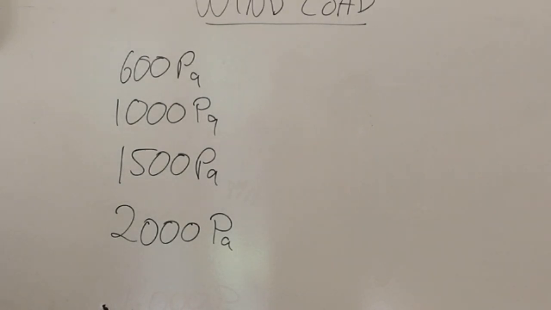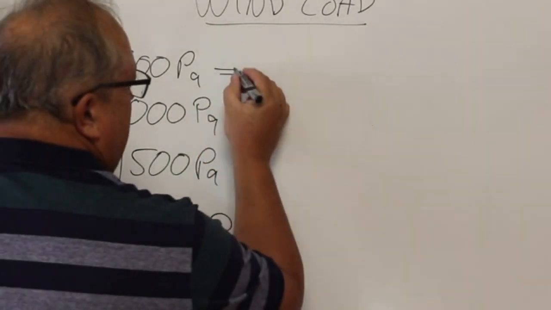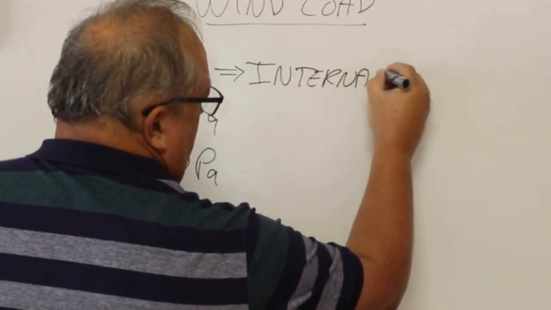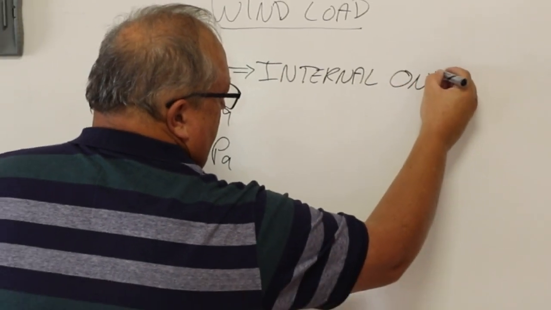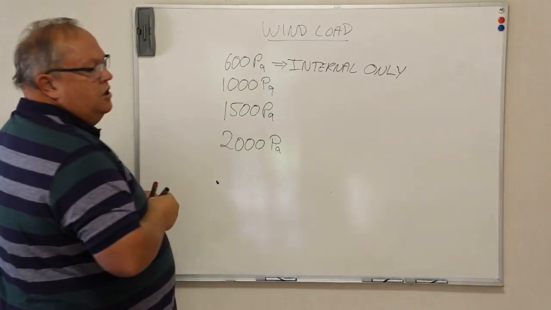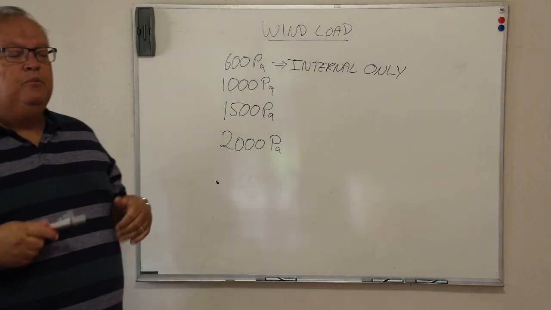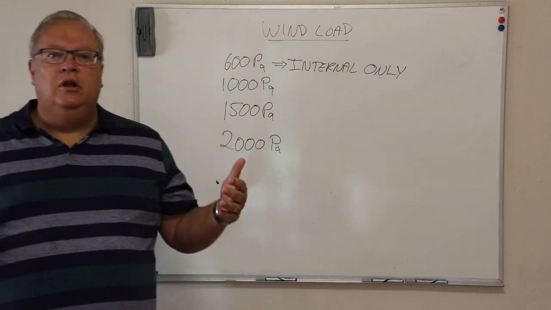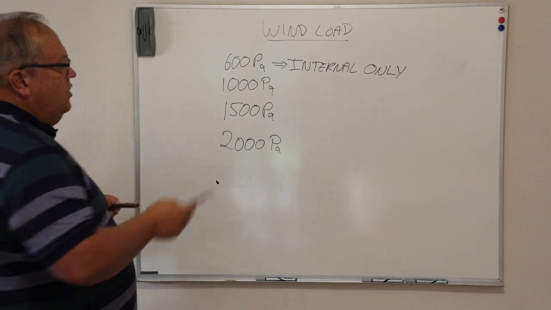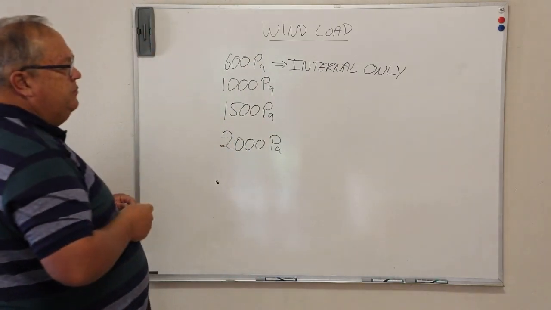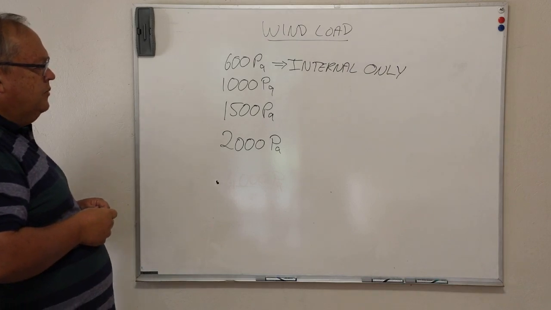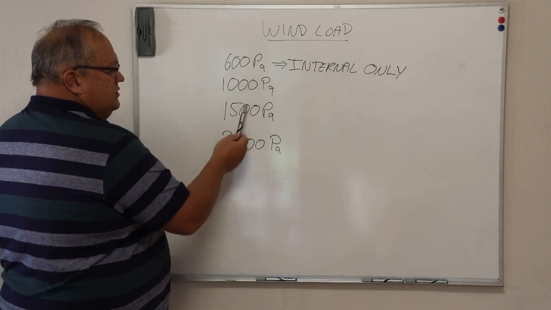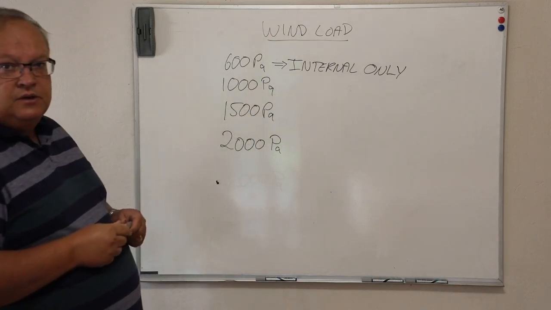But 600 pascals has now been reserved for internal applications only. So if you are in a shopping mall, and inside the shopping mall there are some shop fronts or windows, and those windows or shop fronts are not on the external walls of that building, only then are you allowed to use the 600 pascal mark. For most other jobs you are going to specify or assume a value of 1,000, 1,500 or 2,000 pascals.